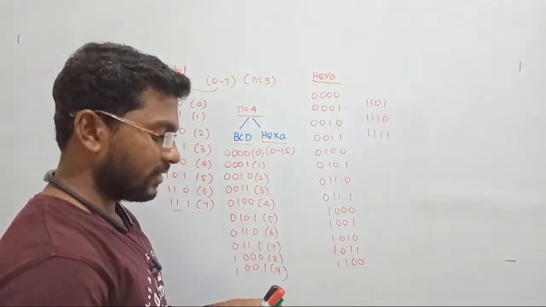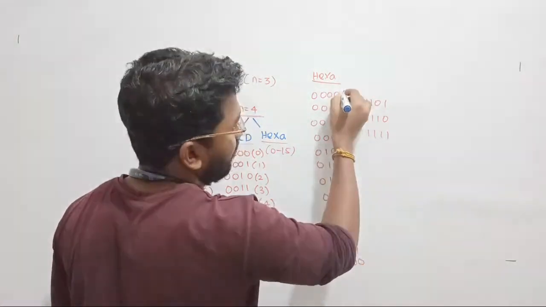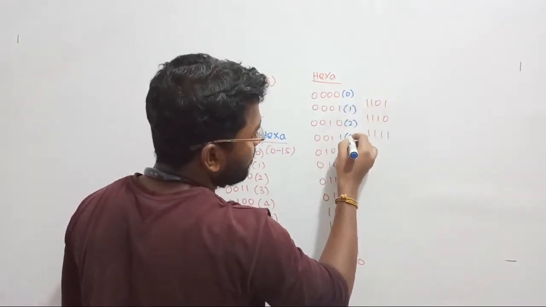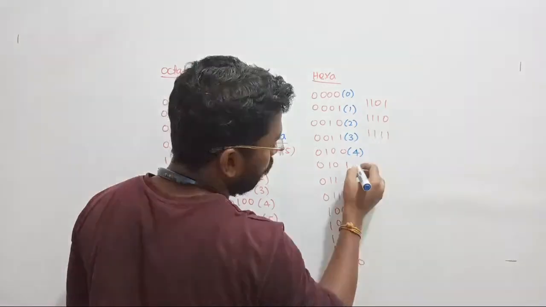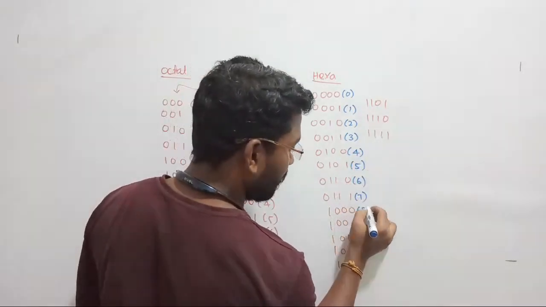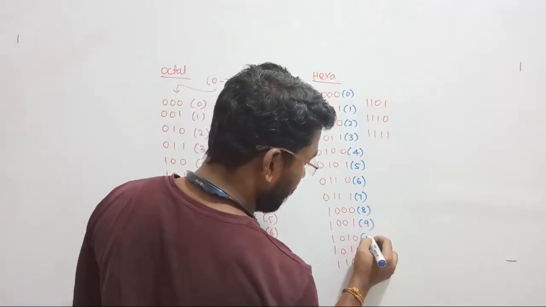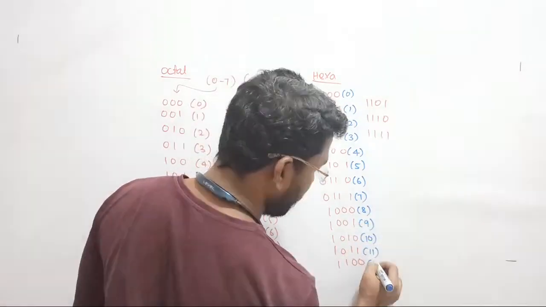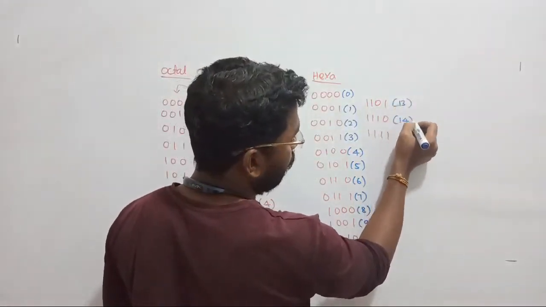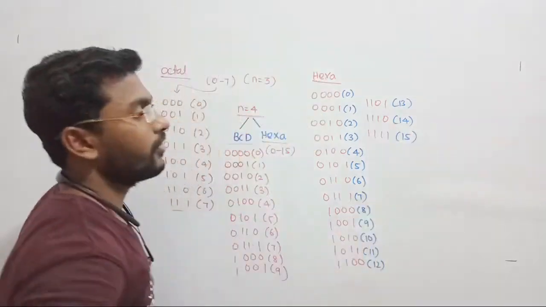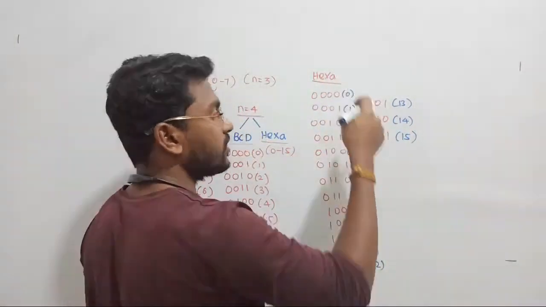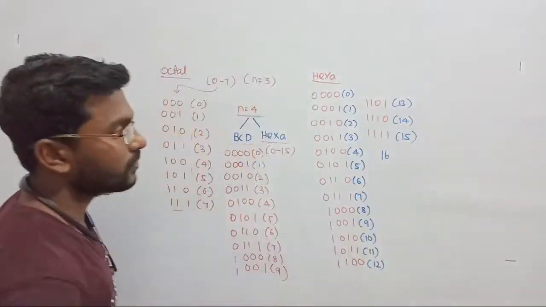Yes. Let us write the equivalent values for them: 0, 1, 2, 3, 4, 5, 6, 7, 8, 9, 10, 11, 12, 13, 14, and 15. Totally from 0 to 15, including 0, we are considering 16.